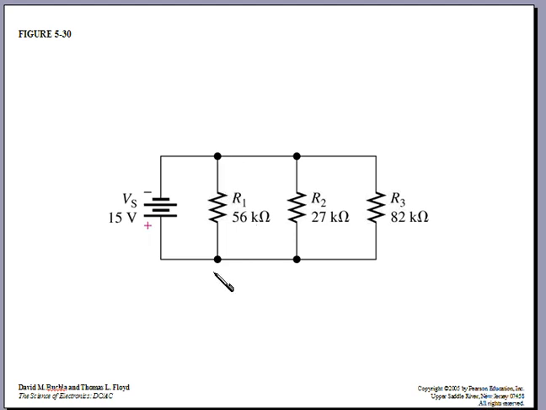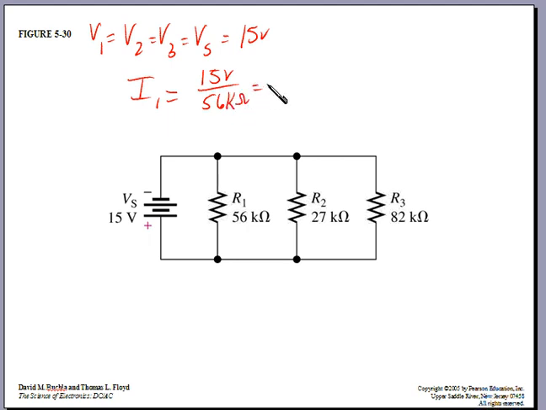Parallel circuits all have equal voltage, so the voltage across resistor 1 is exactly the same as the voltage across resistor 2, across resistor 3, which is equal to the source voltage, which is 15 volts. Now, knowing this characteristic of parallel circuits makes it very easy to find current. Current 1 will be 15 volts over 56 kilohms, which is equal to 0.267 milliamps.